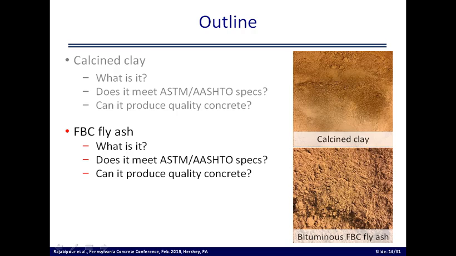All right, so let's go to the next slide. So I'm going to shift gears and talk about FBC fly ash, and I'll try to keep this fairly brief so we don't exceed the time. So again, we'll talk about what it is, does it meet the ASTM and AASHTO specifications, and can it produce a quality concrete?